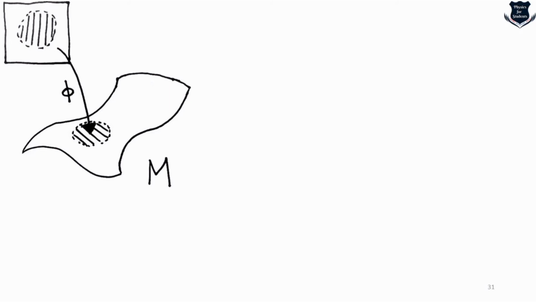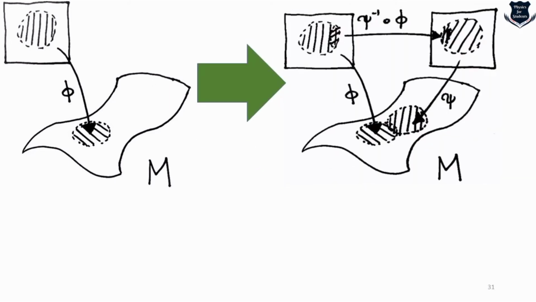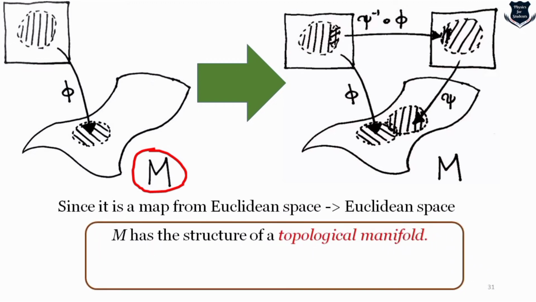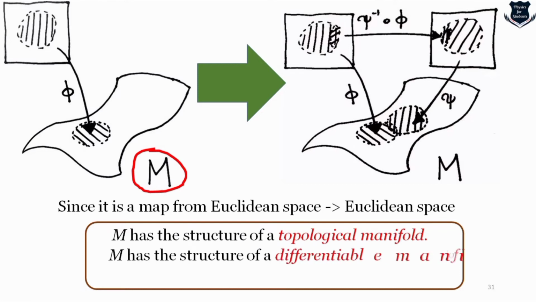Okay, so once we move to this part, this M is the manifold, right? It is a map from Euclidean space to Euclidean space, so it makes sense. Since it's a map from Euclidean space, M has the structure of a topological manifold. Now, if you ask whether the transition maps are differentiable, yes, then M has the structure of a differentiable manifold. And if there is an isometry between them, then we say yes, M is a Riemannian manifold.